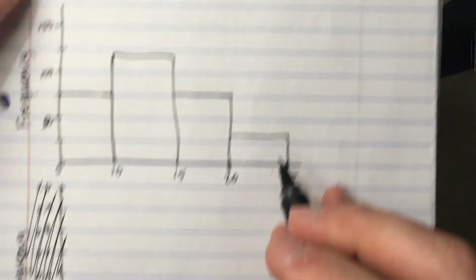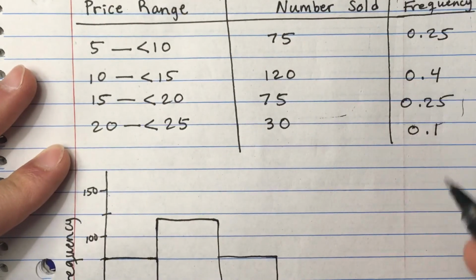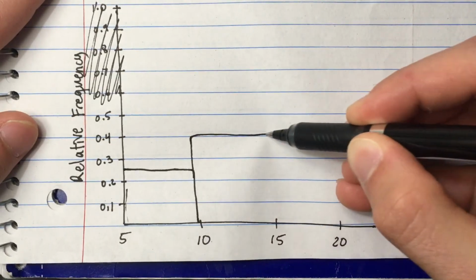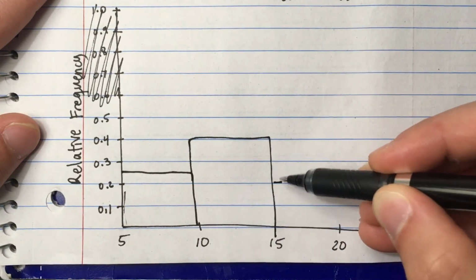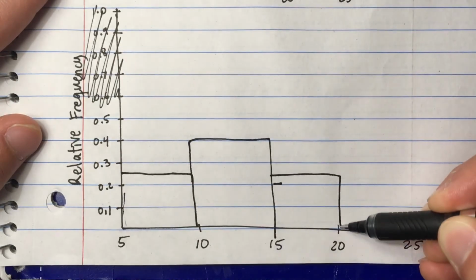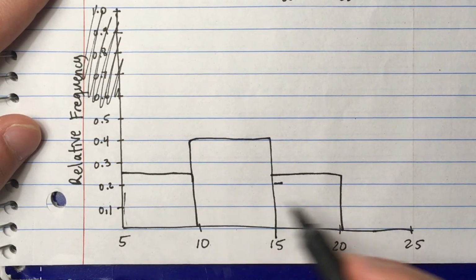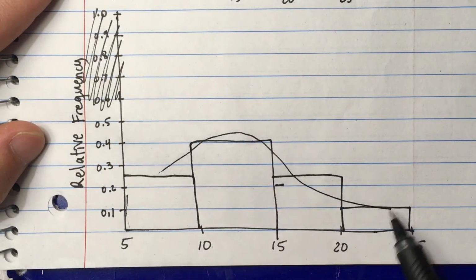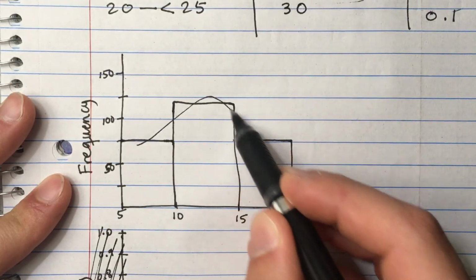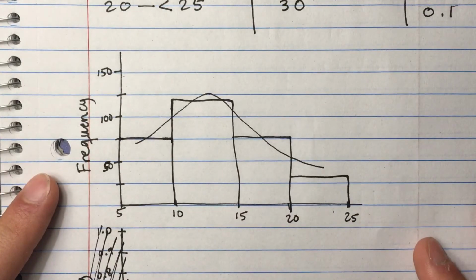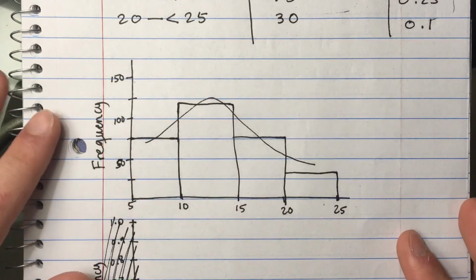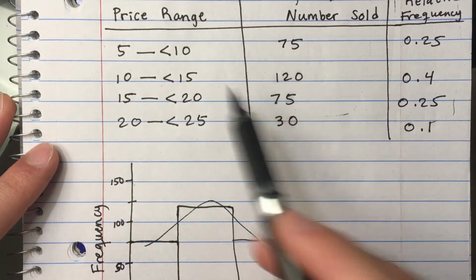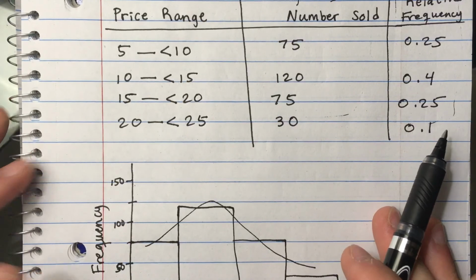Taking a look at the second, we got 0.4, then again 0.25, and then finally 0.1. You see how it goes up and then dips down like that. Same trend pretty much. They're both equivalent, or they're both valid representations of a histogram resembling the data that we have. And that's pretty much it.